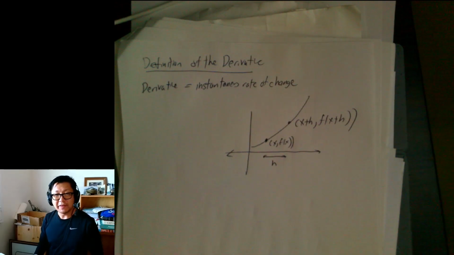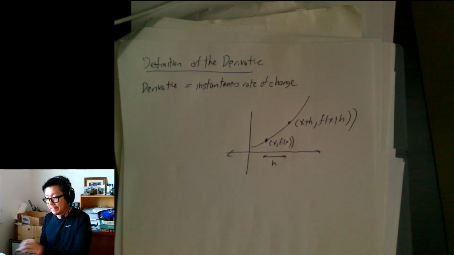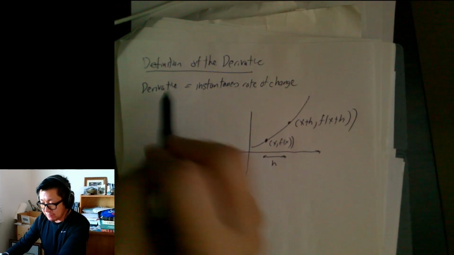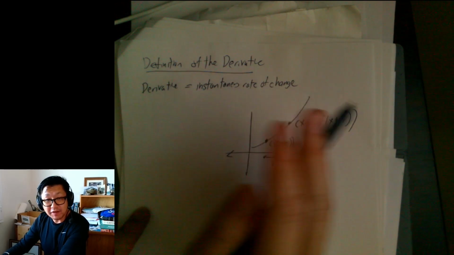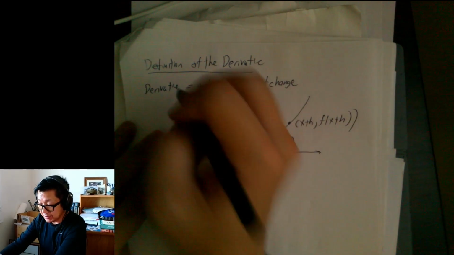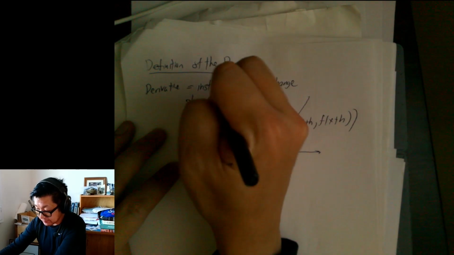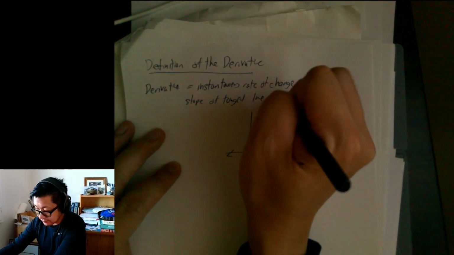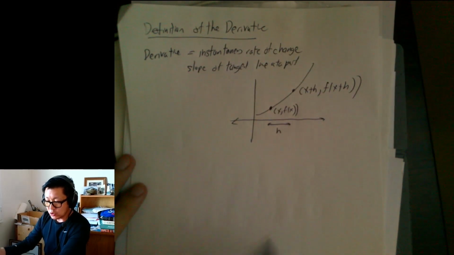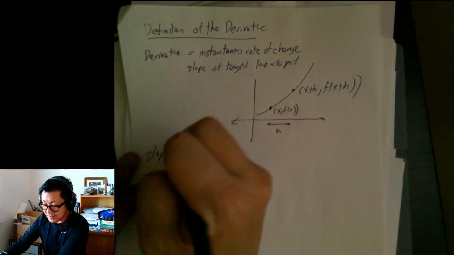Today we're going to talk about the definition of the derivative. The derivative is the instantaneous rate of change, aka the slope of the tangent line at a point. This is opposed to the slope of the secant line.